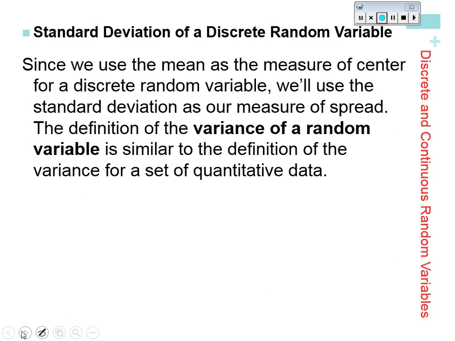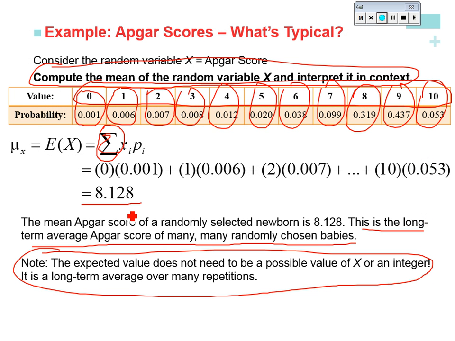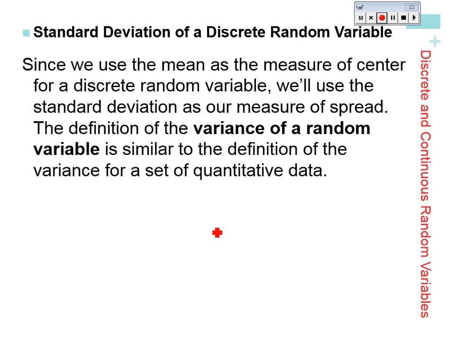The other thing that we're looking at with this is the standard deviation. So keep in mind that when we're talking about standard deviation, we're talking about the average distance that a value would be from the mean if we randomly chose it. So just remember, not every baby is going to have an APGAR score of 8.128. Some are going to be above that, some are going to be below that, and the standard deviation essentially measures, on average, how much we can expect a baby's APGAR score to differ from 8.128.